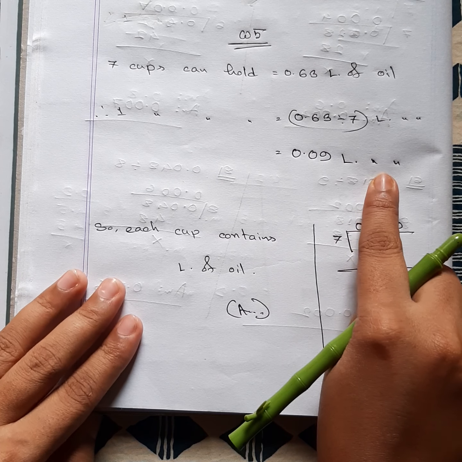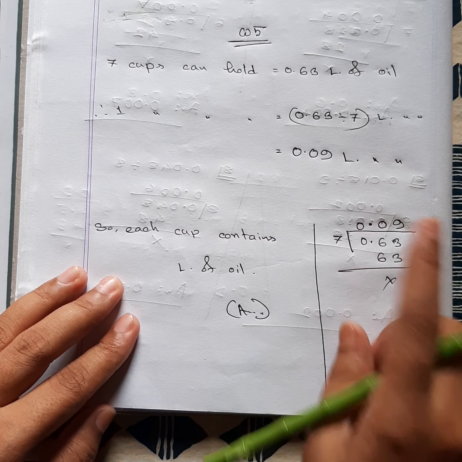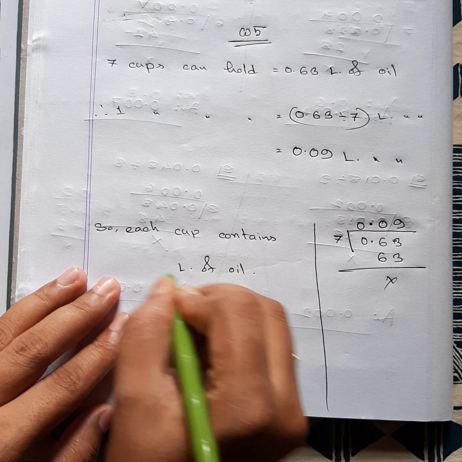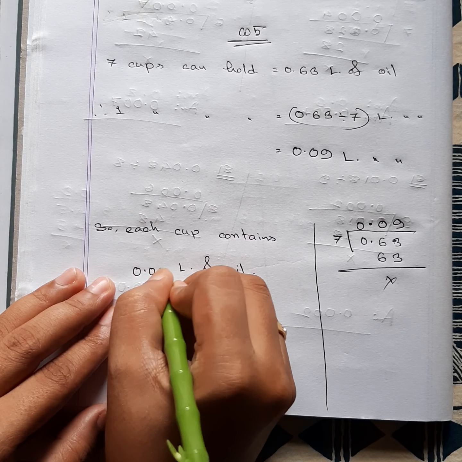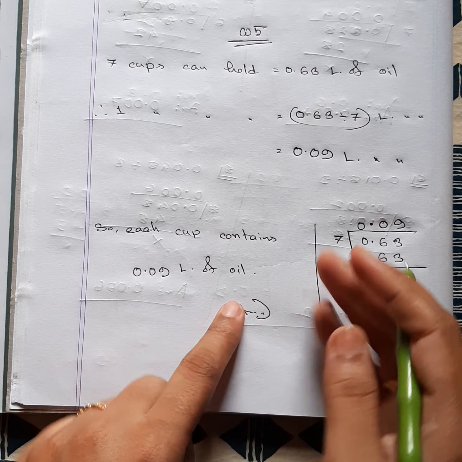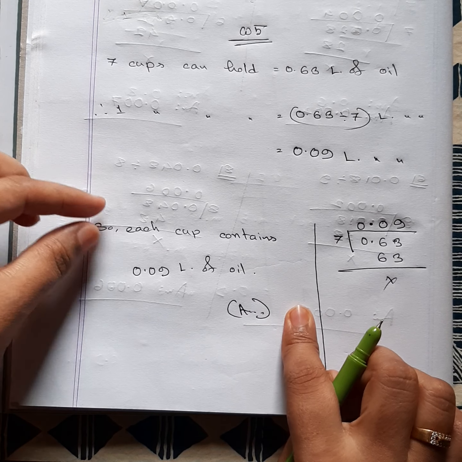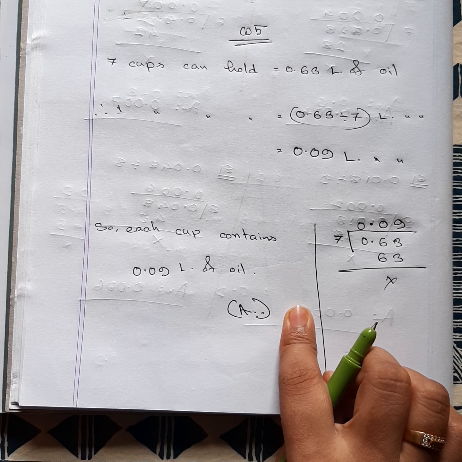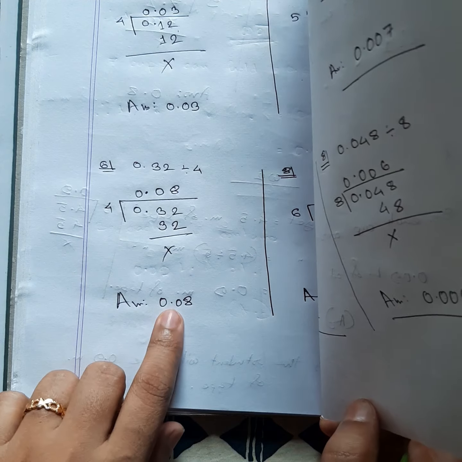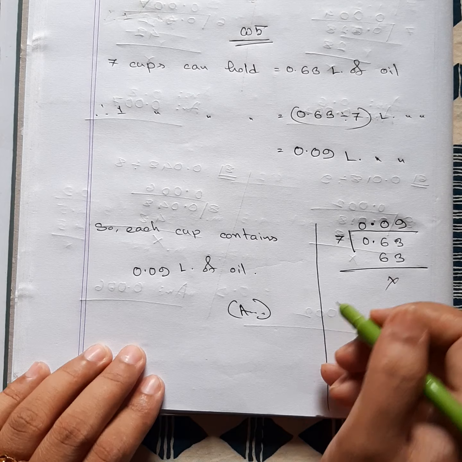You can give these double dots over here. Also you can write down liters of oil over here, it doesn't matter, because we are going to write down the sum line. Each cup contains 0.09 liters of oil. Answer, you don't have to write down any more words over here, because we have written down the sum line. If you didn't write down the sum line for an insufficient amount of time, at that time you have to write down the answer like this, answer, and that much liters, that's it, nothing else.